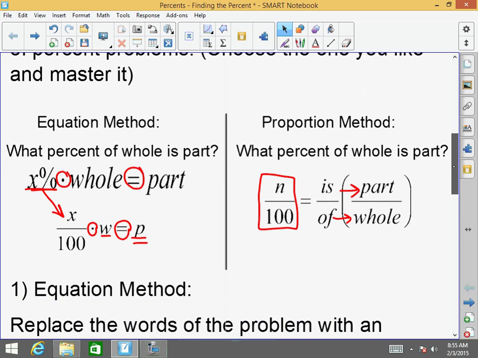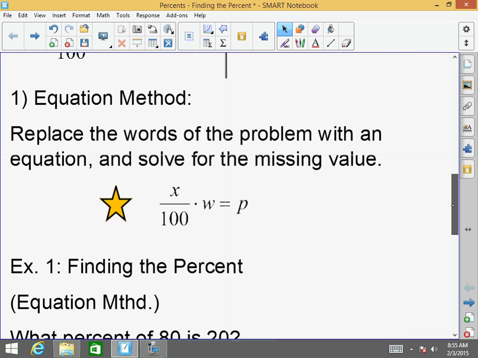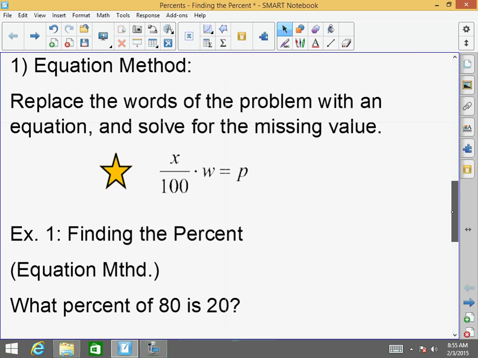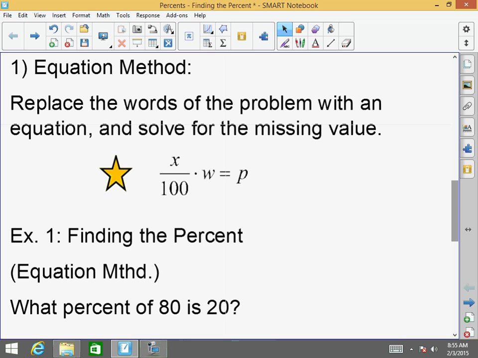So let's look at the equation method. We're going to replace the words of the problem with an equation and solve for the missing value. What percent is x over 100, "of" means times the whole, "is" means equals the part. For today's lesson, we're going to learn how to find the percent.